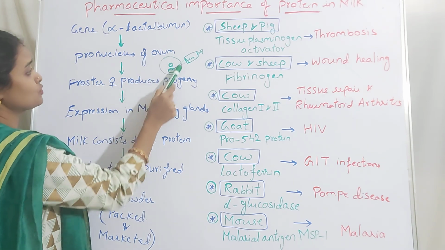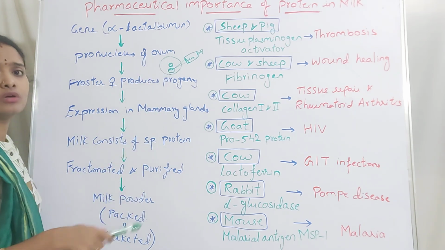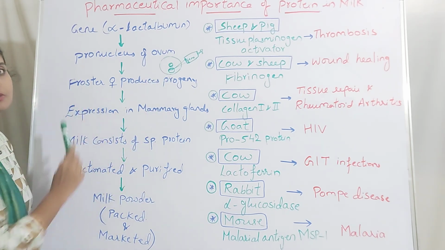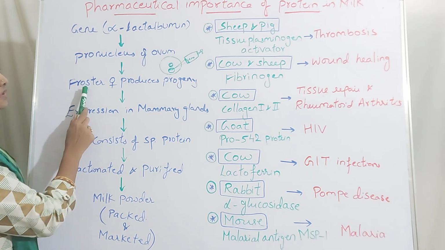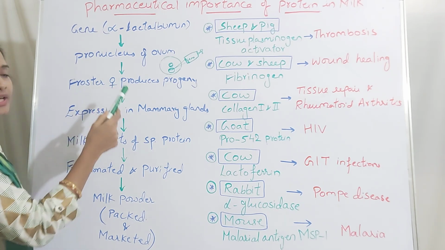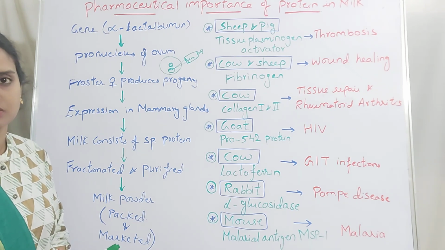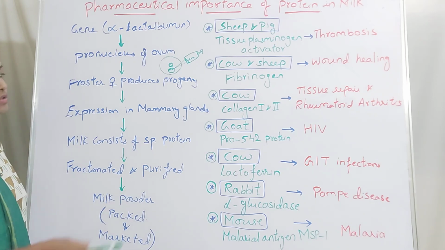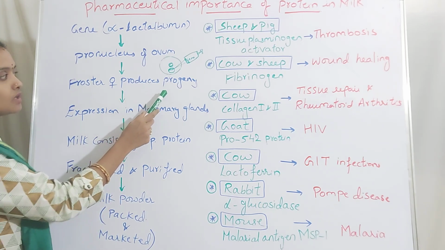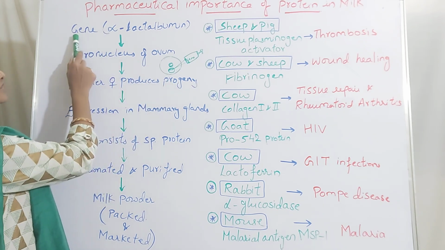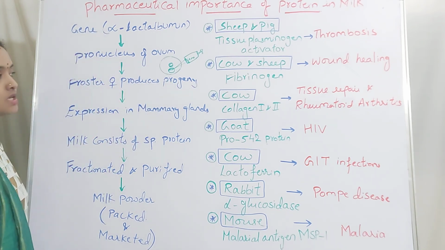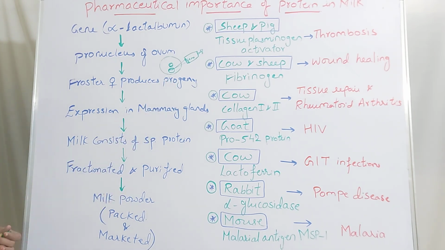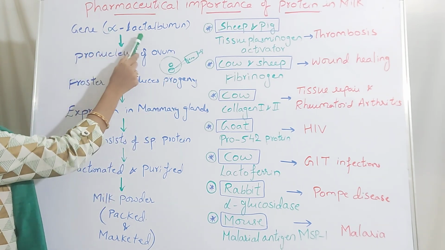So now this ovum is allowed to undergo development. Then the developing embryo is introduced into the foster mother, right? The foster mother carries that baby for the complete gestation. After the gestation period, it will give birth to the progeny. Now this progeny consists of the desired gene of interest, the gene which codes for alpha-lactalbumin.